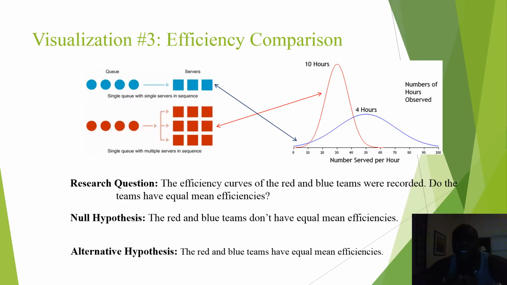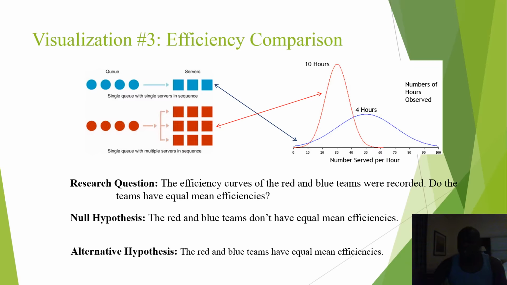Visualization number 3, efficiency comparison. Just by looking at both graphs, one can tell that they don't have an equal number of hours or servings. So the research question here is, the efficiency curves of the red and blue teams were recorded. Do the teams have equal mean efficiencies? The null hypothesis here is that the red and blue teams don't have equal mean efficiencies based on the information provided.